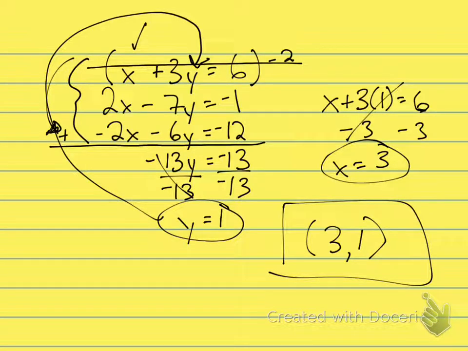That ordered pair (3, 1) should be the spot where these two lines cross, so I check it. Put a 3 there. 3 plus 3 is 6. Check. 6 minus 7 is -1. Check. So my point (3, 1) works on both of those lines. Big idea: I need to look for something to change to get it to cancel.